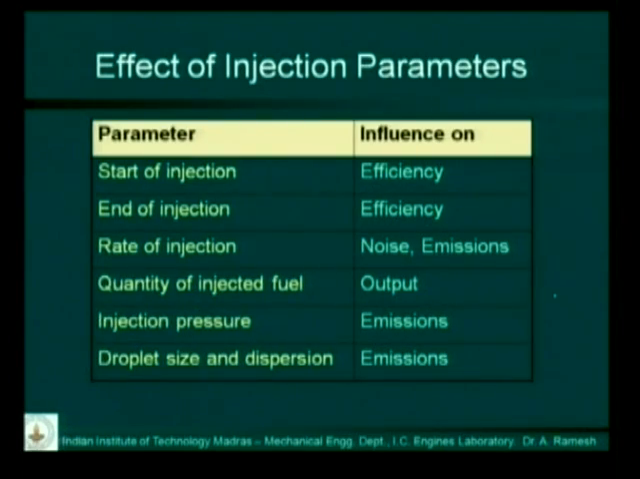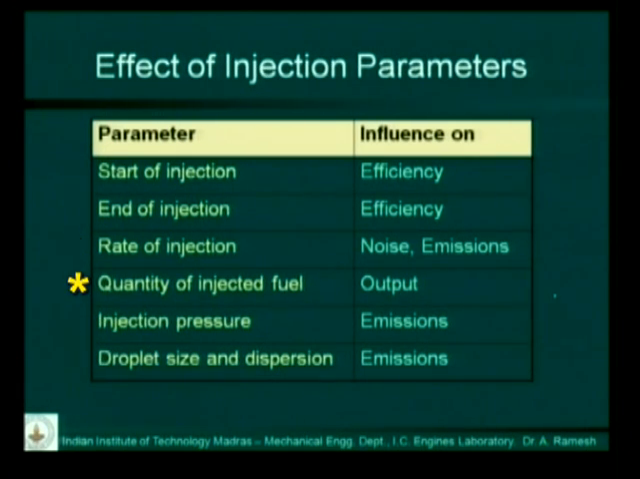Now there are several injection parameters which can affect the performance of an engine. First and most important is the start of injection, when we actually start the injection. That controls efficiency. Then when we end the injection, we want to end it quickly. If you end the injection after a very long time, the efficiency falls. So end of injection is very important. If start and end are brought closer and closer, it only means that you have to pump at a high rate. So rate of injection becomes important.